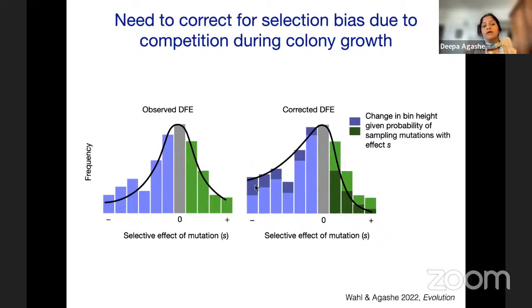But now, if we say that there is selection bias occurring, what is truly the DFE is that there were many more deleterious mutations which were lost during the colony growth, and relatively fewer beneficial mutations as a proportion of the total, and we have overestimated that amount, right? So if I want to correct the DFE, I need to figure out a way of increasing the height of these bins in the histogram and reducing the height of these bins. And that's what we try to do in this work that I'm going to describe to you now.